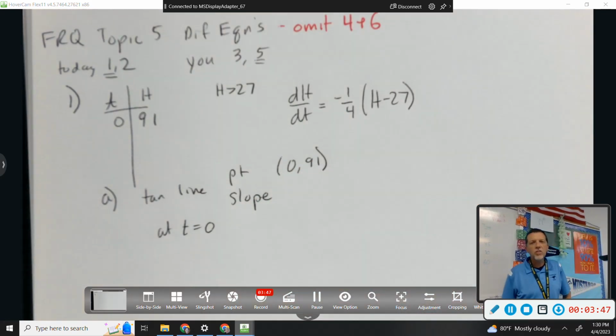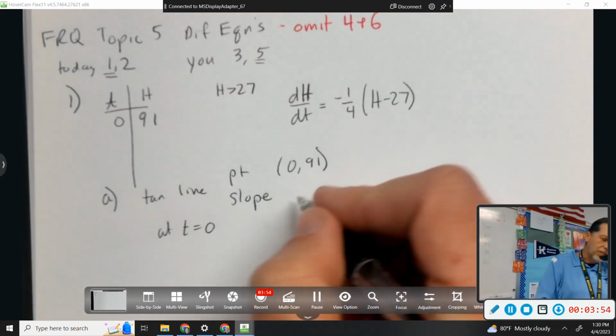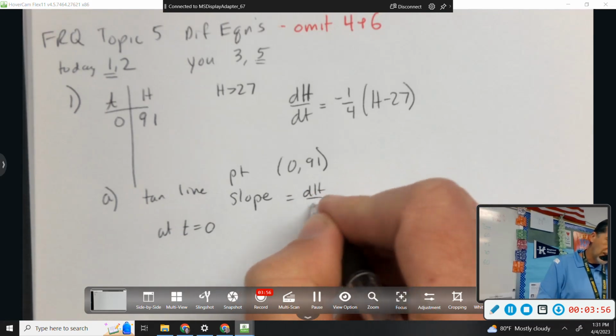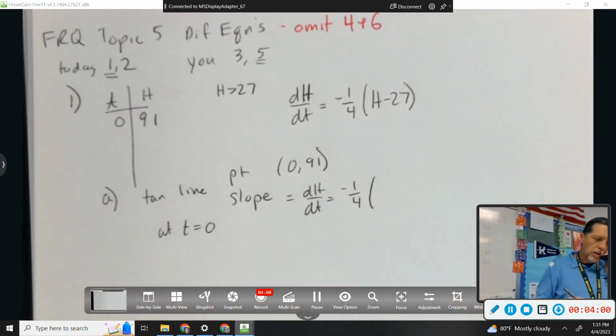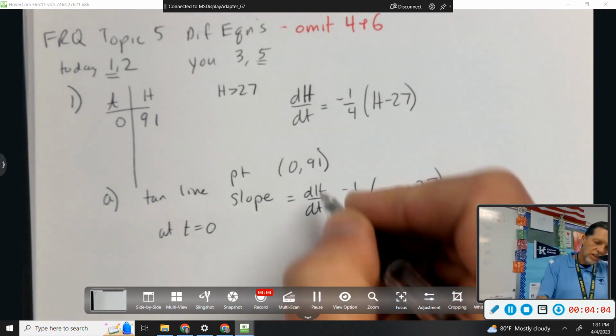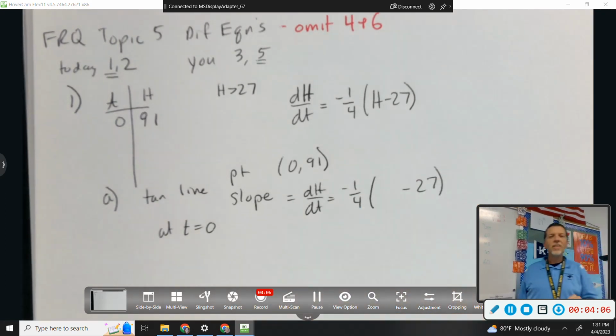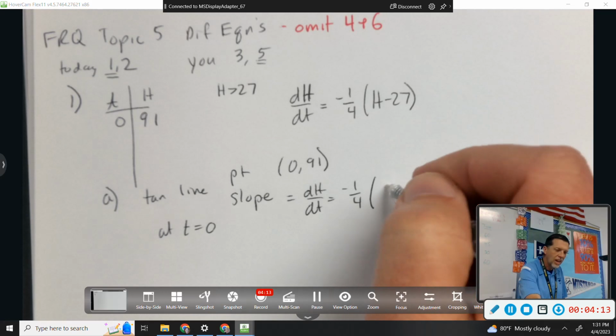But I need the slope. They gave us the slope. What's the slope? Slope is dH/dt, so they gave us a formula for that: negative 1/4 times (H minus 27). What's H? At t equals 0, careful, not 3. What's H at this point? 91. H is 91.